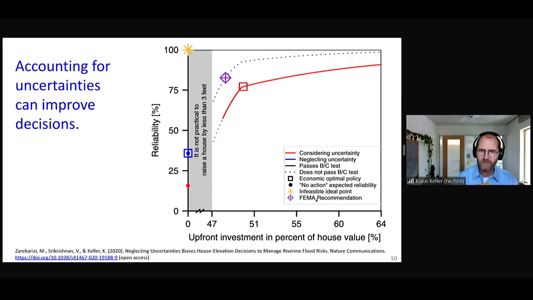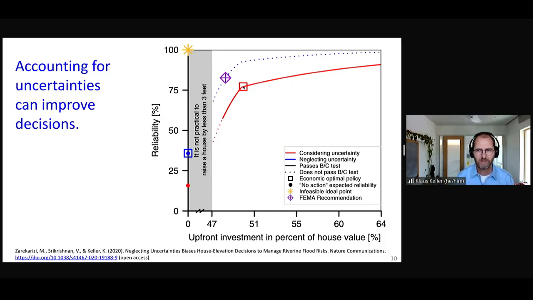As you increase investment, of course, you get high reliability, but you have a decreasing return on investment. So you basically have here a Pareto front, which separates the dominated space, where you can improve, from the infeasible space, which you cannot reach. If we neglect uncertainty, then the best decision here is to elevate by a certain amount and you get it.